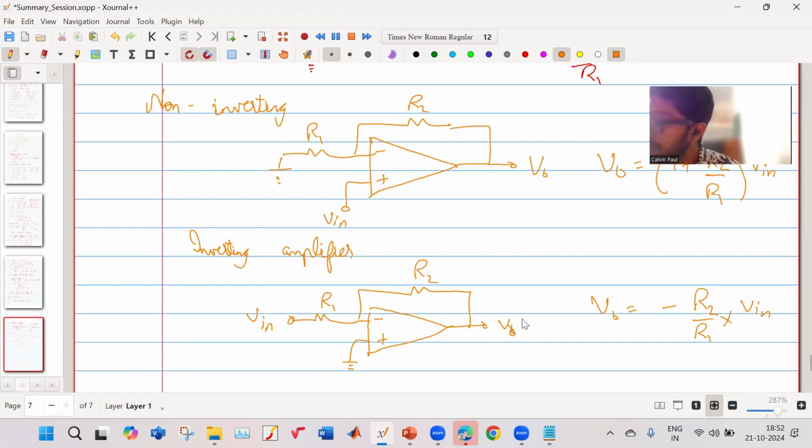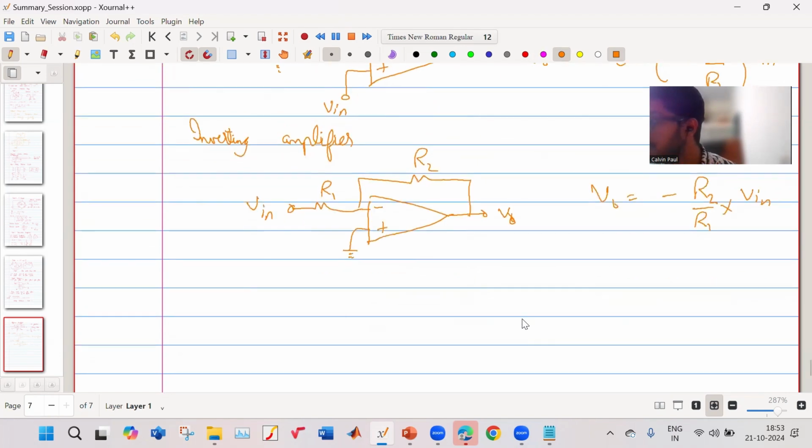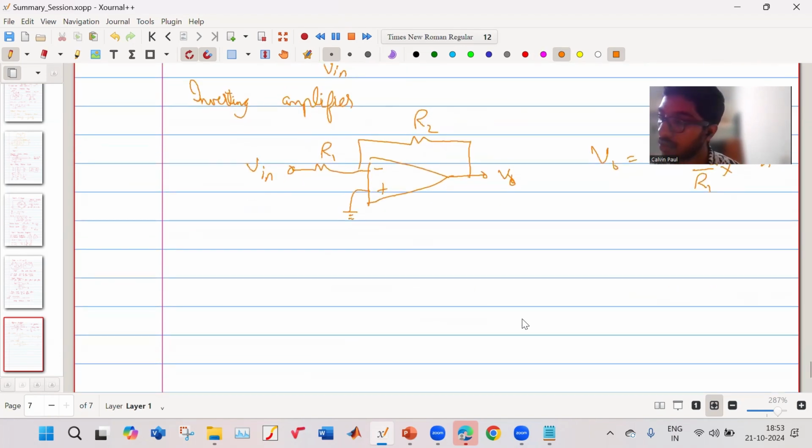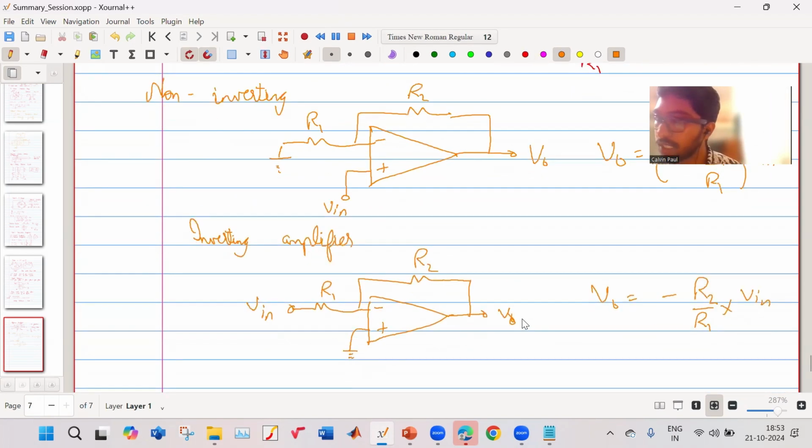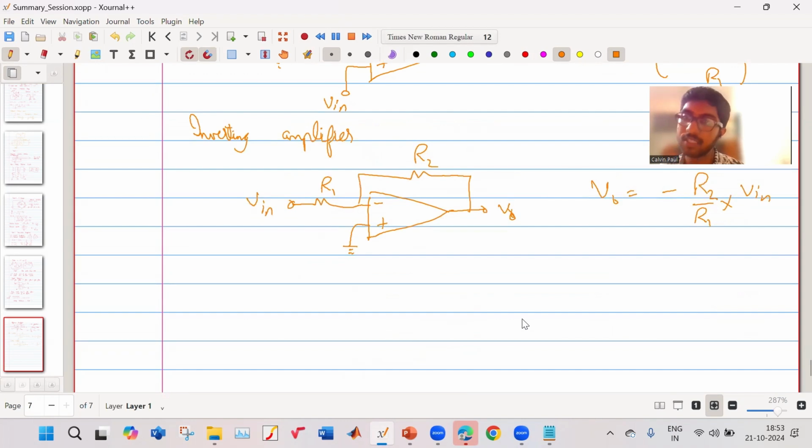So these things I had also taught in the week 7 session, and the LTspice demonstration was also provided for this inverting and non-inverting amplifier. So if you want, you can refer to this and understand how it practically looks. An amplifier is used basically to increase the level of a signal and to act as a buffer.